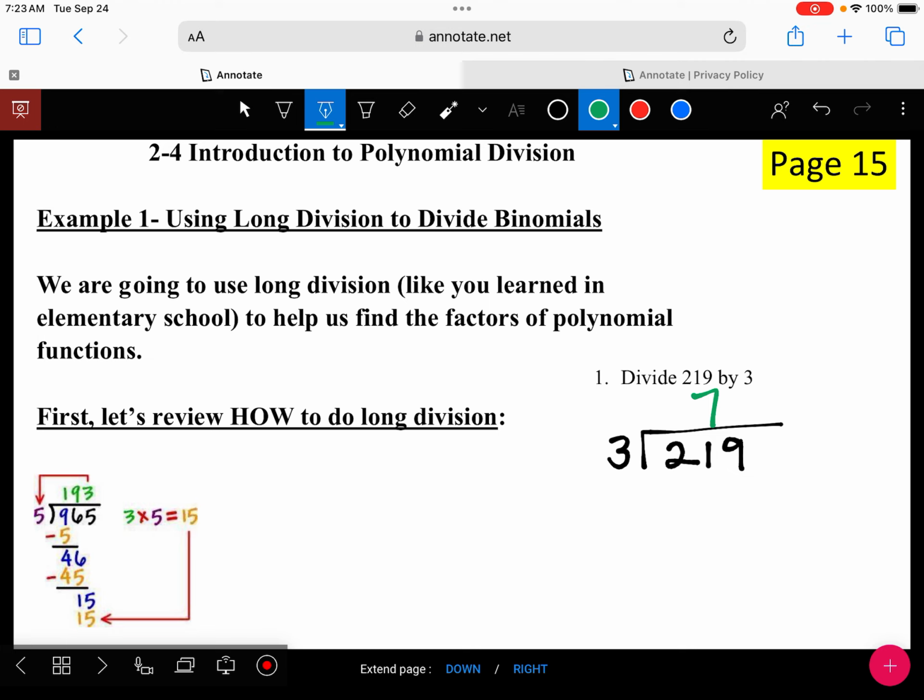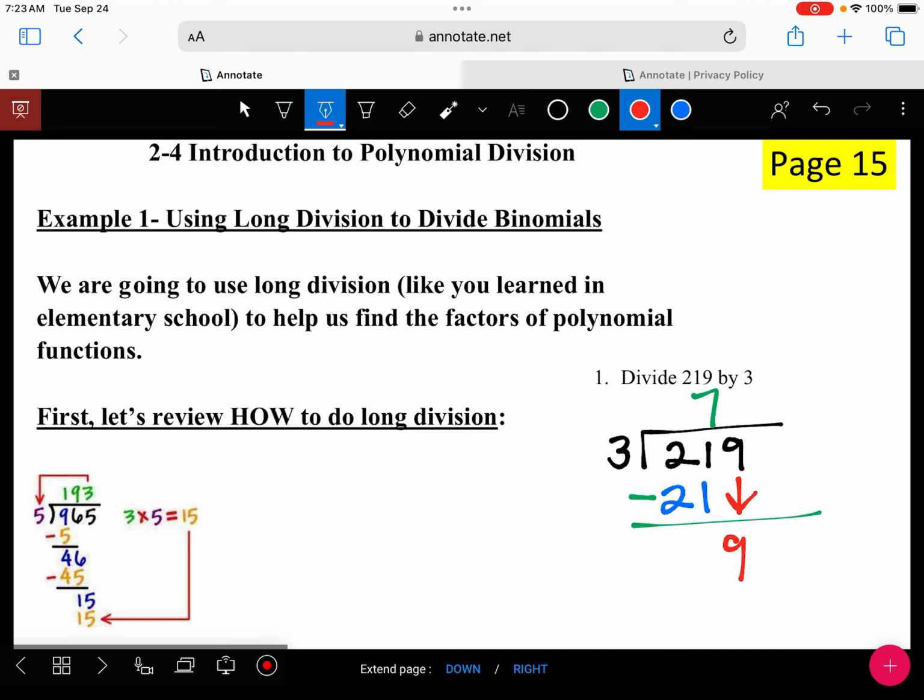After you did that, you would normally multiply, right? When you multiply the 7 times the 3. So 7 times 3 is 21, and we would put that here. And then would I add these together or would I subtract? Subtract. Raise your hand if you remember how to do division. Just curious, okay. And then you would just bring down the next term, which is a 9.